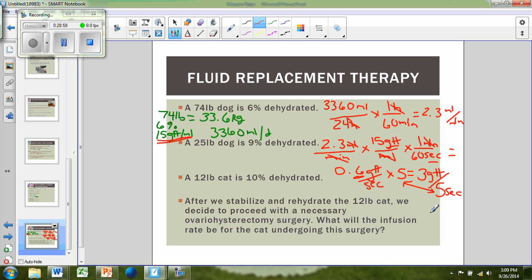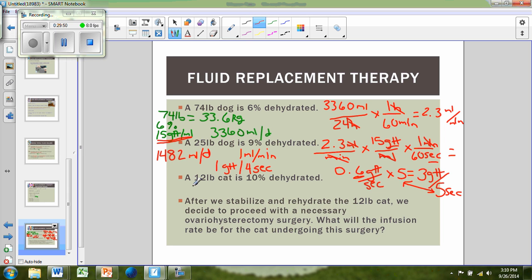Okay, so what I would like you to do is try these next 2 examples. And for the first example, you should get 1,482 mLs per day for the total amount of fluids. You should get 1 ml per minute for mLs per minute, and you should get 1 drop in 4 seconds for your drops per second drip rate.